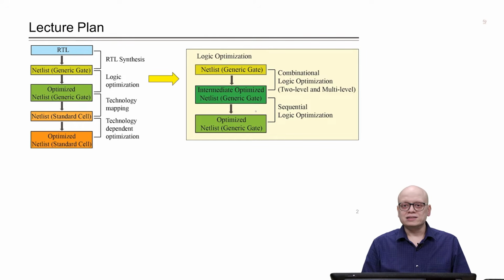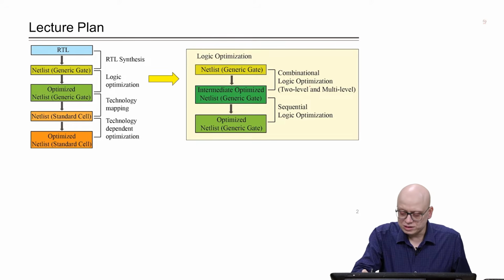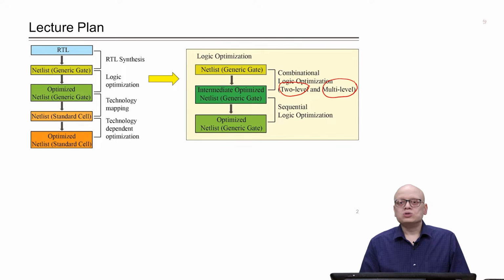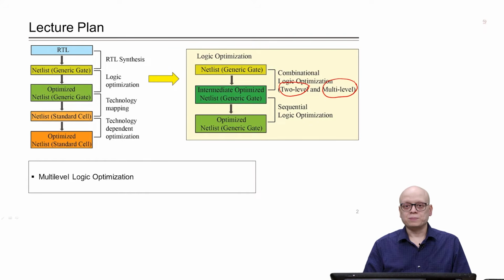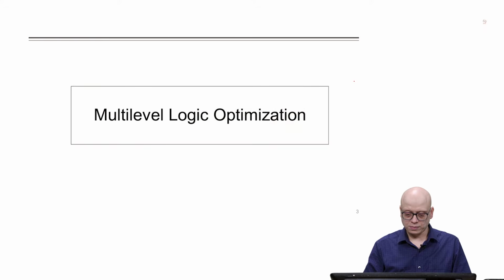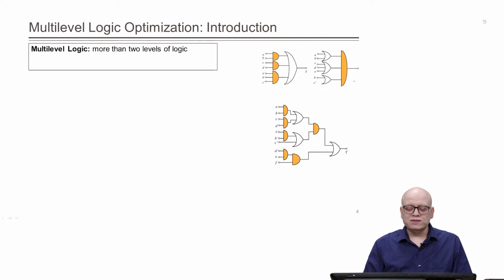In the last lecture, we had discussed that there are two types of combinational logic optimization, two-level and multi-level logic optimization. In the last lecture, we looked into two-level logic optimization, and in this lecture, we will be looking at multi-level logic optimization. So, let us first understand what is a multi-level logic. A multi-level logic contains more than two levels of logic.